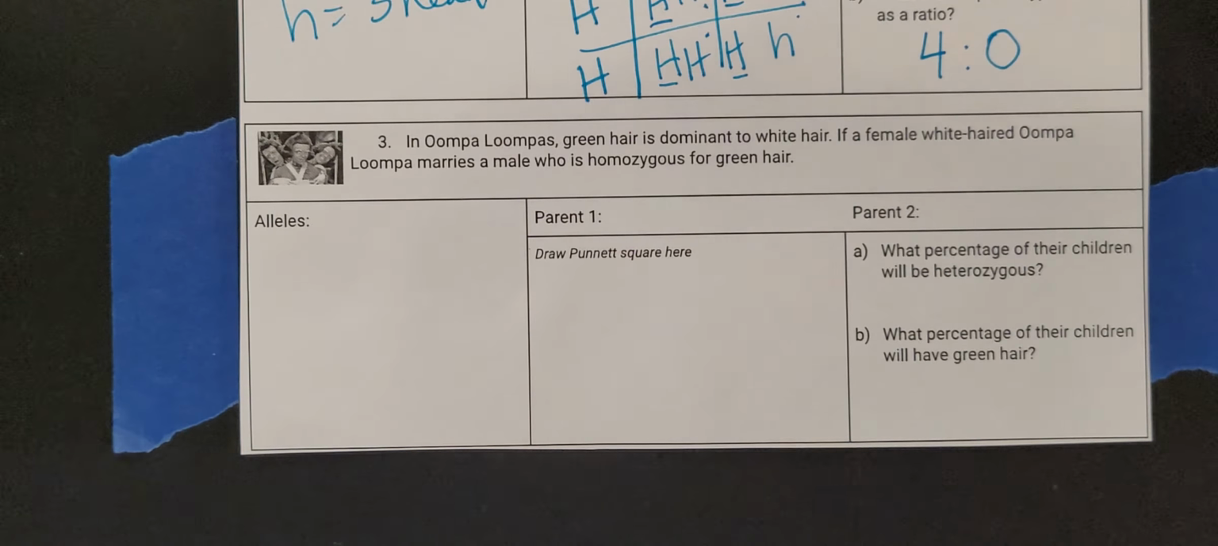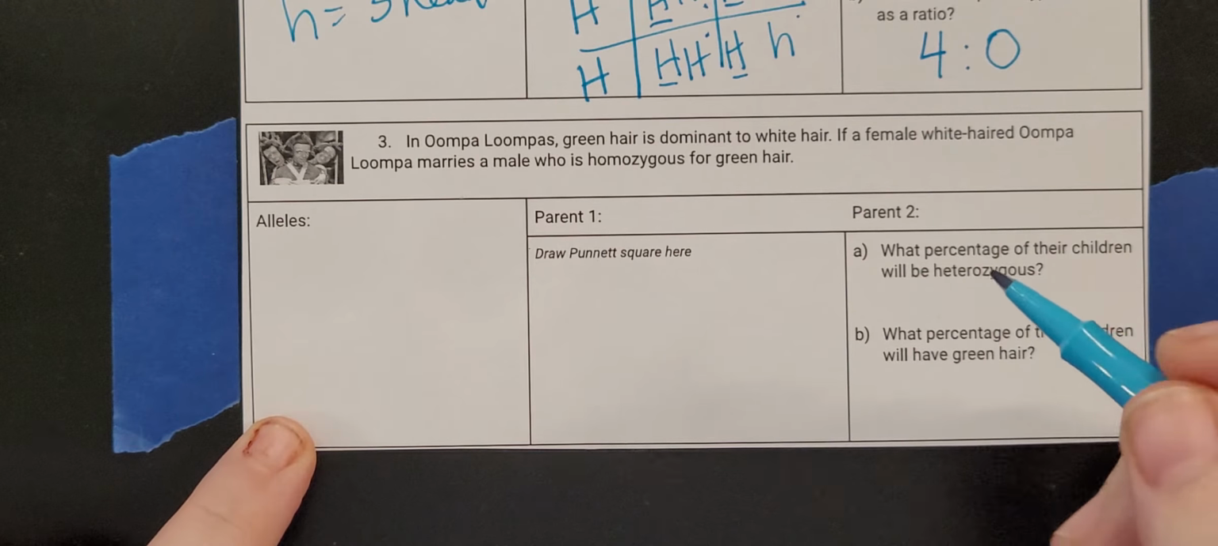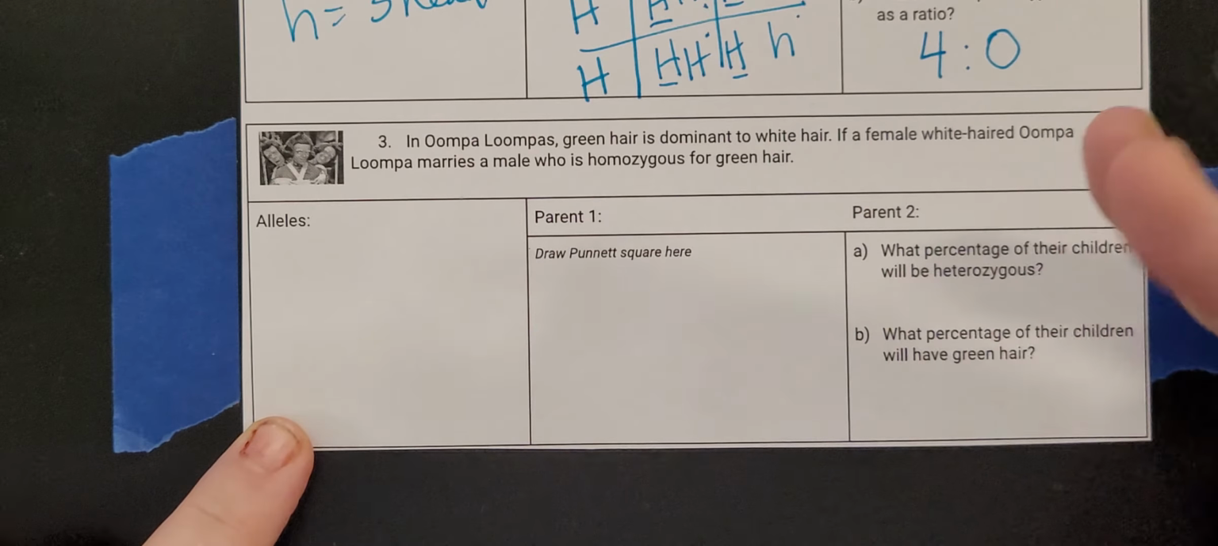And our last one for this page. In Oompa Loompas, green hair is dominant to white hair. If a female white-haired Oompa Loompa marries a male who is homozygous for green hair, what do we get? You can see this time they didn't give you a letter. I always use the letter E because it's easy to tell the capital from the lowercase.